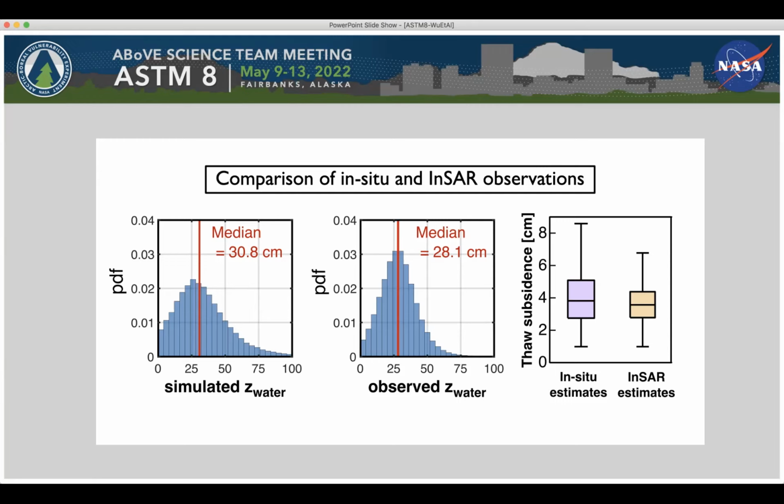You can see a wider spread for the field measurement estimate. That's just because of the heterogeneity in the field measurements, so they tend to have a longer tail. But overall, their mean and their variation are very consistent.